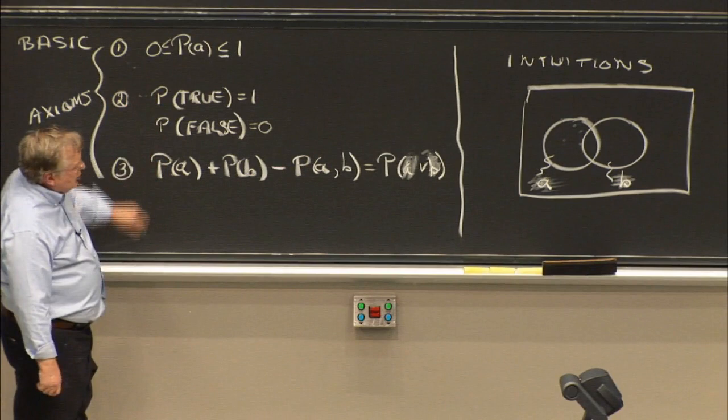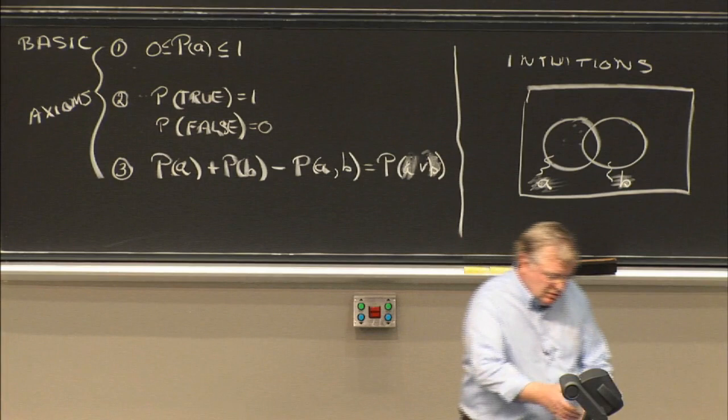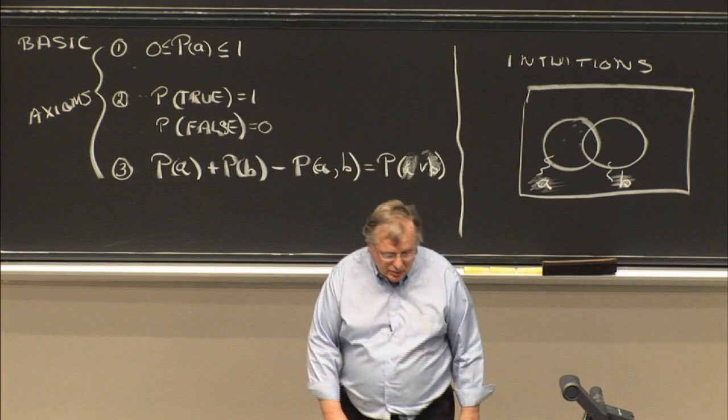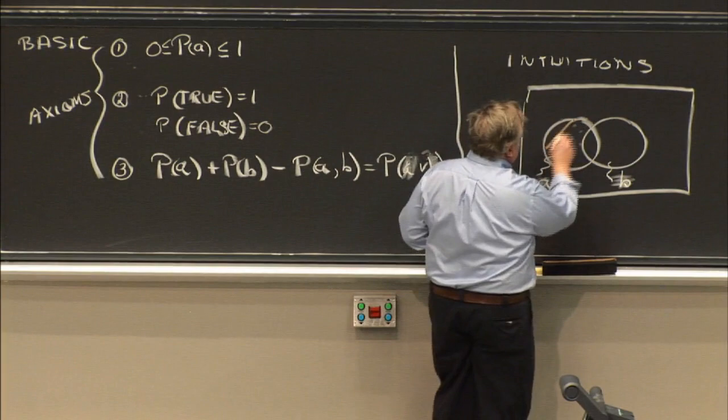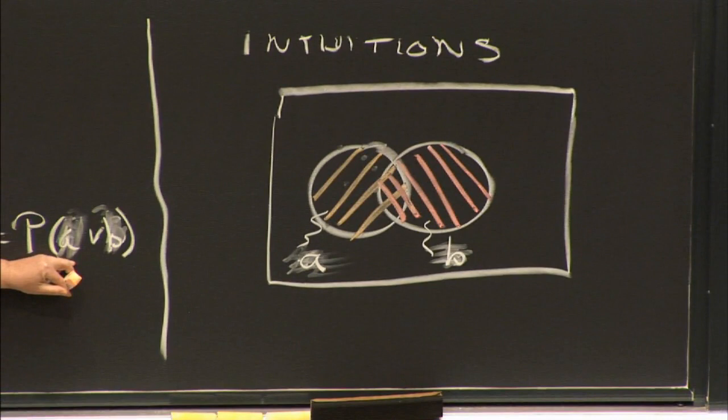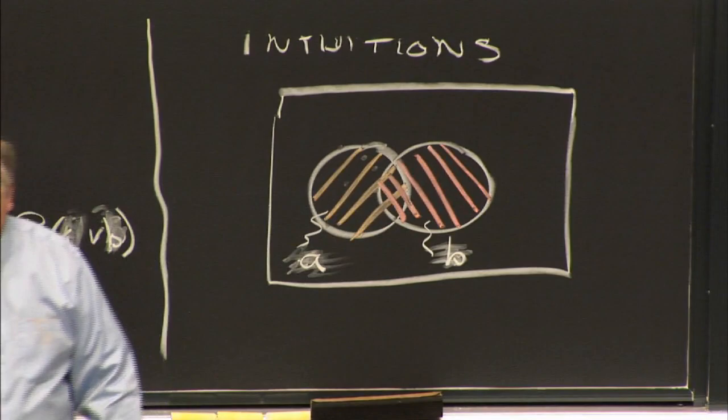What about axiom number 3? Does that make sense in terms of all this stuff? And the answer is sure, because we can just look at those areas with a little bit of colored chalk. So the probability of A is just this area here. The probability of B is this area here. And if we want to know the probability that we're in either A or B, then we just have to add up those areas. But when we add up those areas, this intersection part is added in twice.